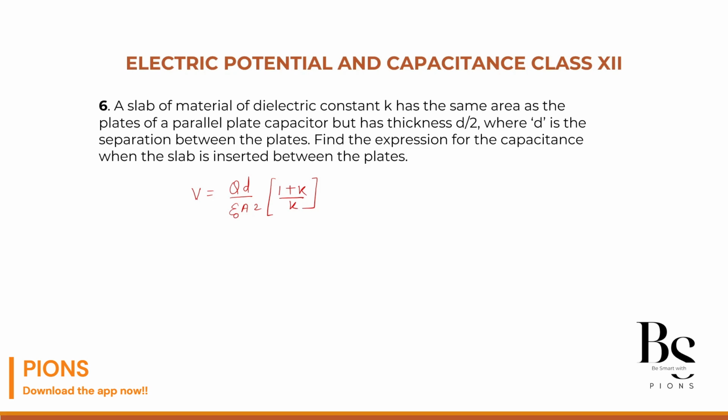This is our voltage. If this is our voltage, what is our new capacitance? C dash, which will be equal to charge upon voltage V. So what is our voltage? Q upon QD into 1 plus K over epsilon naught A into 2K. Q cancels with Q. So C dash will be epsilon naught A upon D into 2K upon K plus 1.